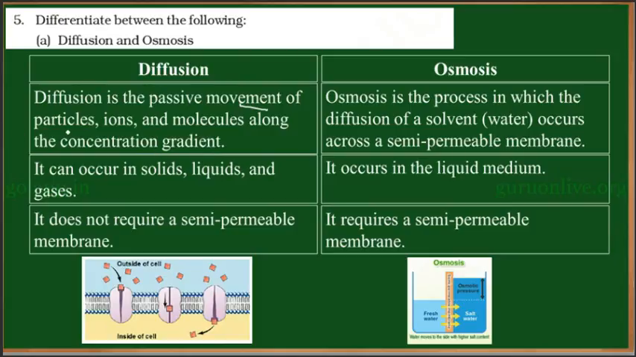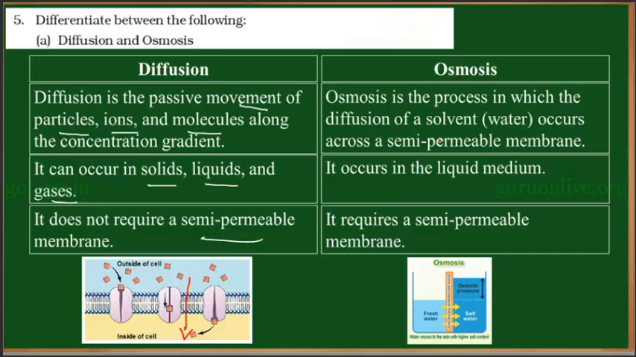Diffusion can be of particles, ions, molecules, or anything. It can be solid, liquid, or gases. It diffuses from the region where it is present more to the region where it is present less. Here in the example we can see there are molecules outside the cell which are present in more number. Now this just diffuses into the cell where it is present less in number. This movement is called diffusion, and for this movement there is no requirement of any membrane. So there is no barrier required. It just diffuses from the region of higher concentration to the region of lower concentration.